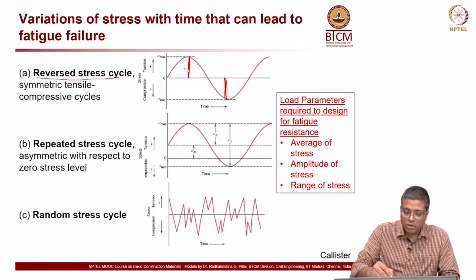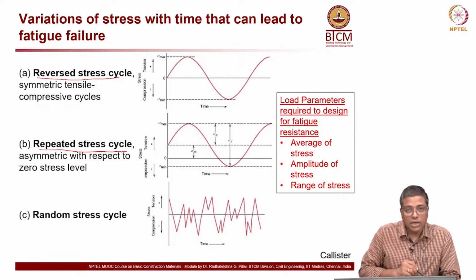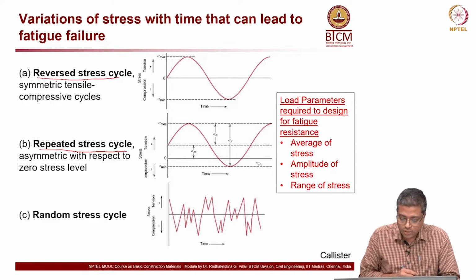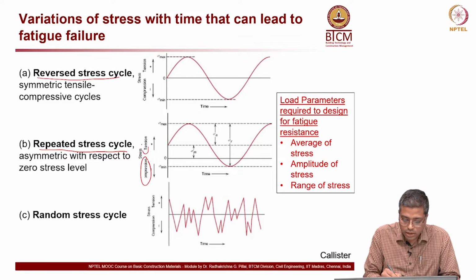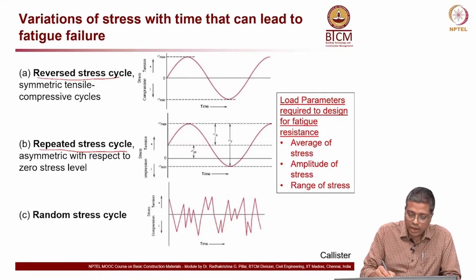Okay. Now, for the next case, the repeated stress cycle, it is not necessarily symmetric like the above case. You can see the zero stress line is here, and then you have compression here and tension. So, you have more tension in this particular case than compression. So, that is another case.